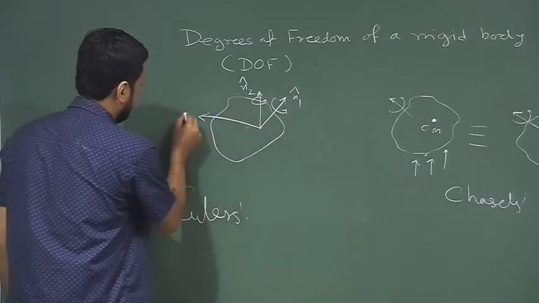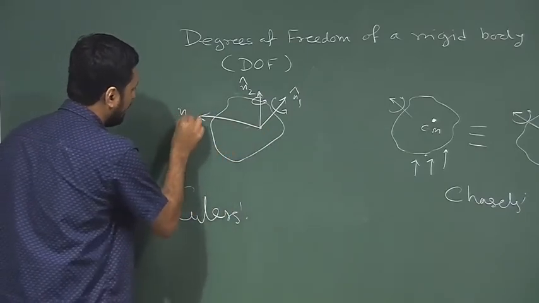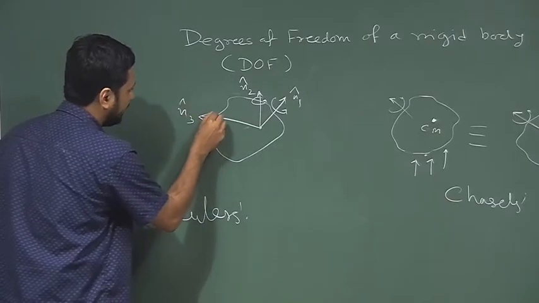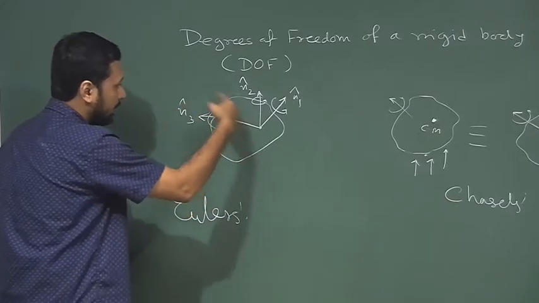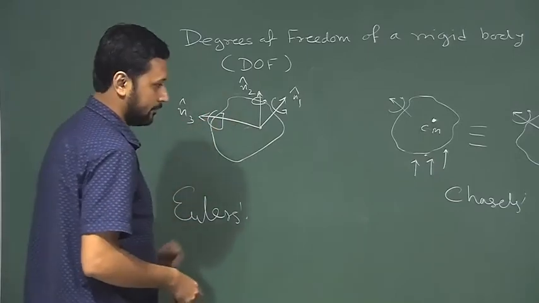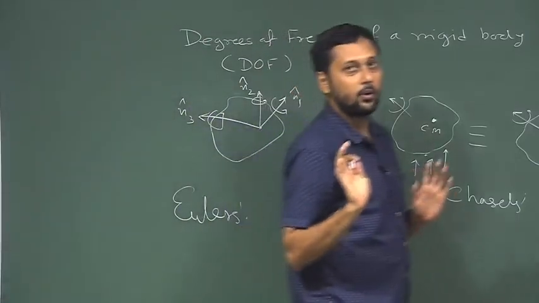In any of the following moments, we can have an instantaneous axis of rotation pointing towards this direction, but still we will have a rotation around that. So, this is the statement of Euler's theorem.